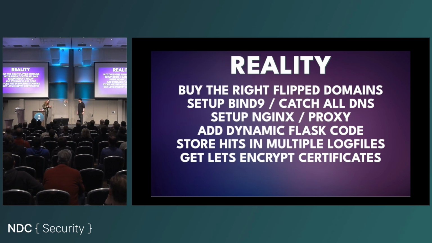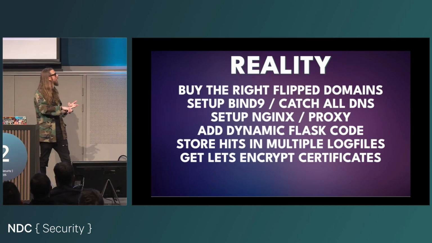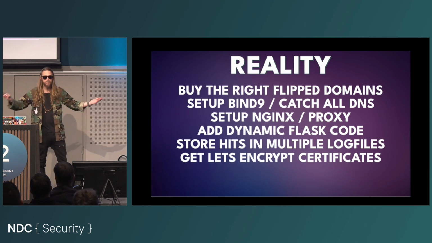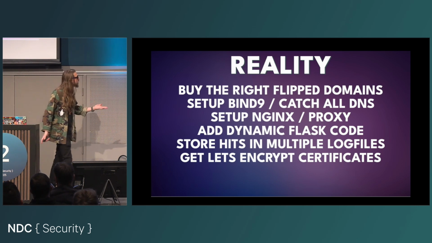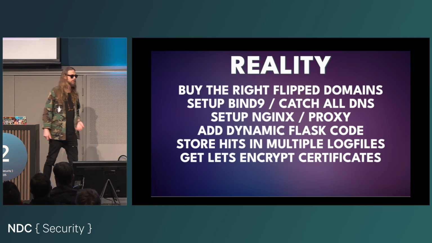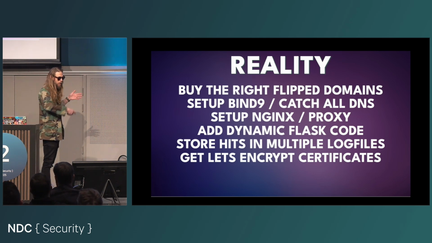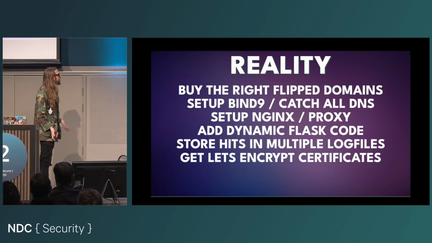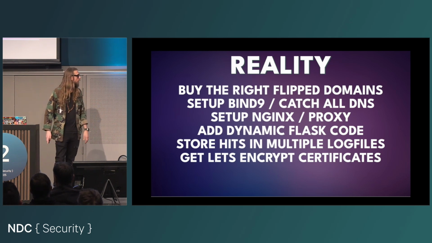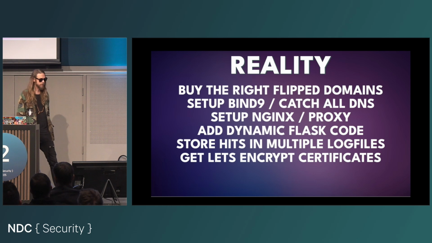So I figured to get this up and running, what I had to do is, first off, in this project, I had to buy the right domains. Then I needed to set up a BIND9 catch-all DNS server that loved everything that I gave it. I set up an Nginx with a proxy that pointed over to my really shitty dynamic Flask code, and then stored hits in multiple different log files depending on the domain. And then I got some Let's Encrypt certificates.